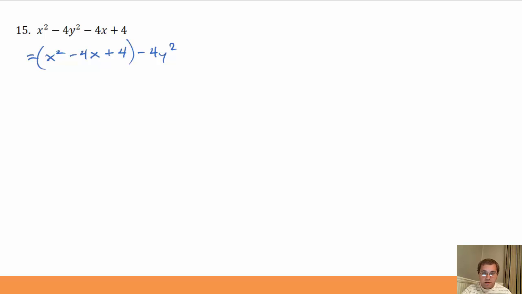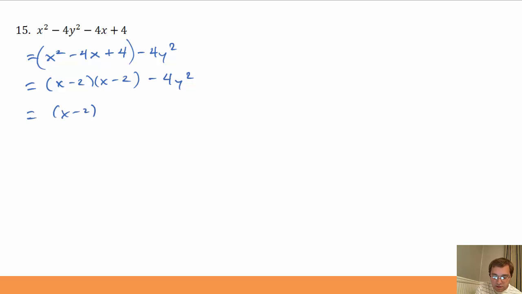So I'm going to kind of group this as 3 and 1. And let's factor x squared minus 4x plus 4. And again, this just takes some trial and error when you're doing 4 terms to figure out how to group it. X squared minus 4x plus 4 factors as x minus 2 times x minus 2. If you don't believe me, work it out, but it does. Minus 4y squared. X minus 2 times x minus 2 is x minus 2 squared.